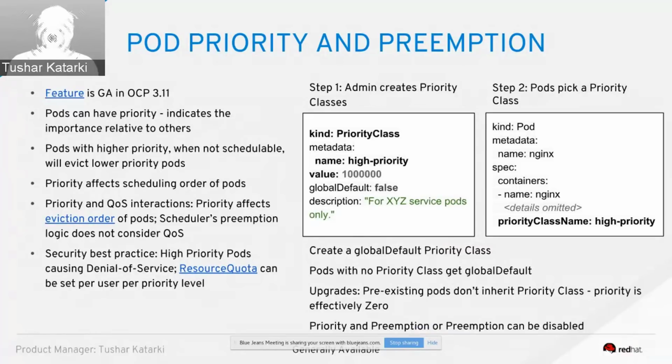Then finally, there's something to remember if you're upgrading into 3.11. Obviously, it was not there previously, so pre-existing pods don't inherit this priority class, so their priority will effectively be 0. So that's something to keep in mind and plan for. And then finally, remember that the priority and preemption feature is enabled by default, but can be disabled. Either priority and preemption or preemption by itself can be disabled. Next slide, please.